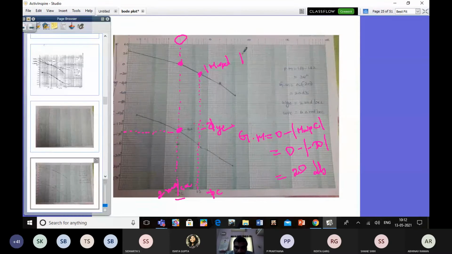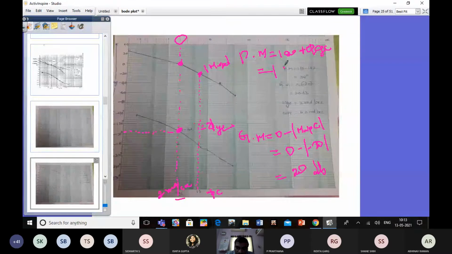What about phase margin? What is the equation for phase margin? 180 plus phi gc. What is phi gc? The gain crossover frequency, where it intersects the phase angle. That phase angle is phi gc. I have written it here: phi gc is equal to minus 142.